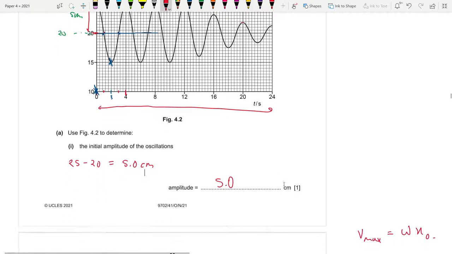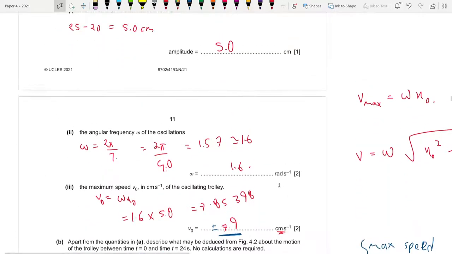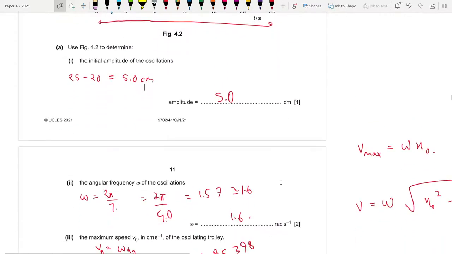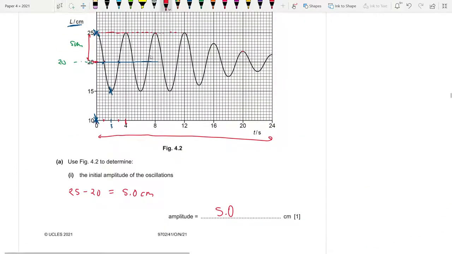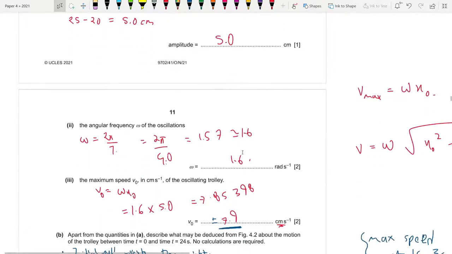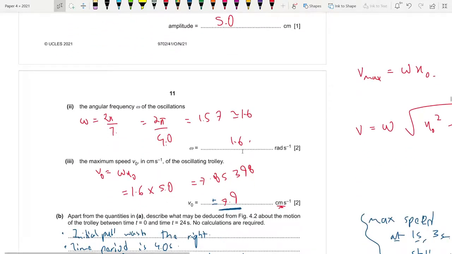Okay, moving on. The angular frequency of the oscillations. That's basically omega. Omega is equal to 2 pi by T. The time period for one oscillation is, check this out, crest to crest, 4 seconds, right? So 2 pi by 4 is, since we have a minimum of 2 SF, we're going to give our answer to 2 SF, 1.6 rad per second.